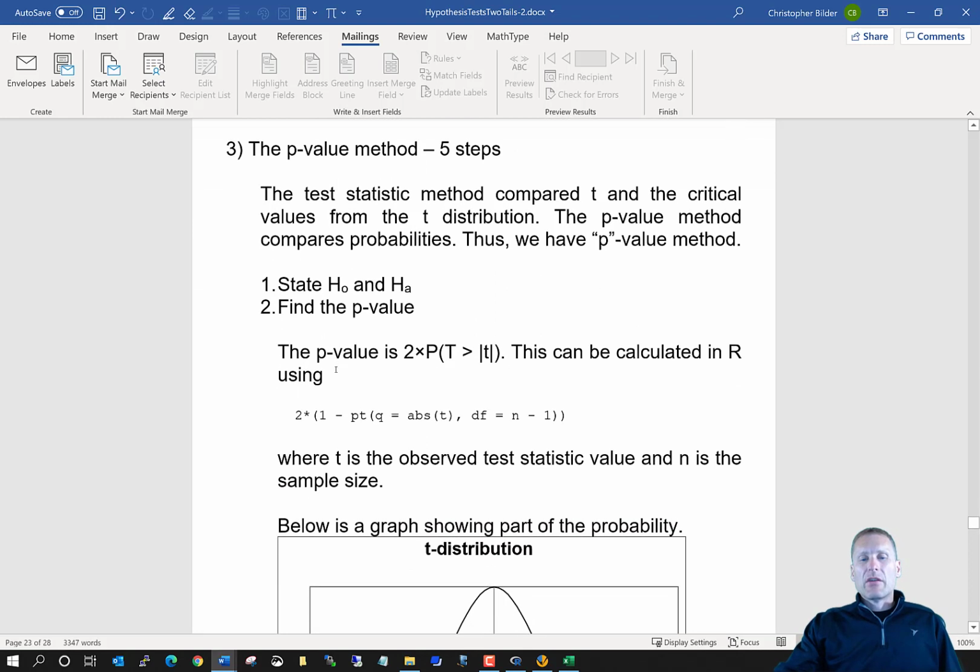Okay, so the third of these three different ways to do a hypothesis test is what's called the p-value method. This is very, very similar to the test statistic method. The difference is, instead of looking at values that will be on your x-axis of a drawing of a t-distribution, instead you're going to look at areas underneath the curve, or probabilities, to make the judgment.